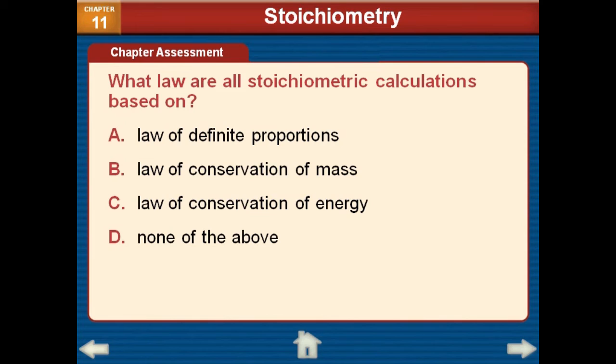What law are all stoichiometric calculations based on? Is it A, the law of definite proportions, B, the law of conservation of mass, C, the law of conservation of energy, or D, none of the above? The answer is B, law of conservation of mass.